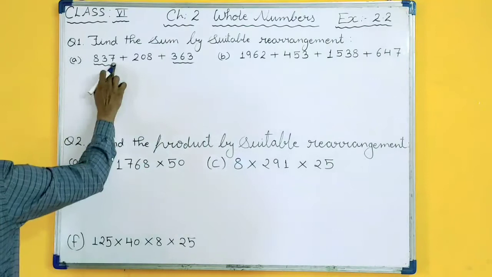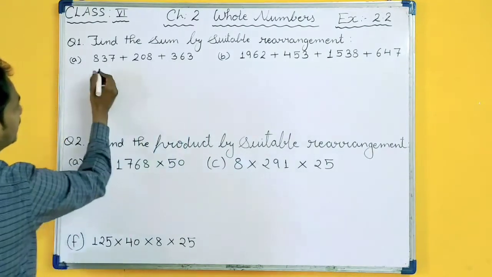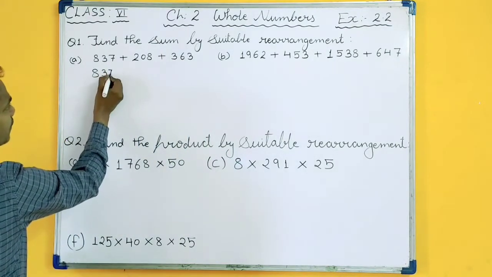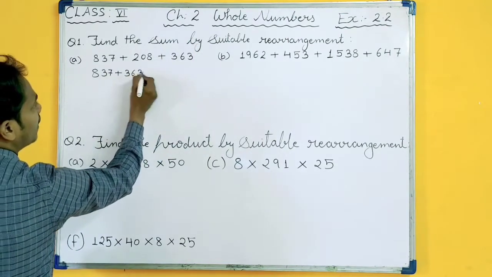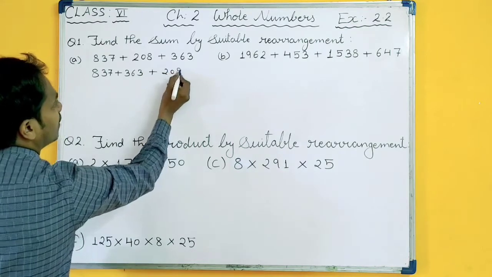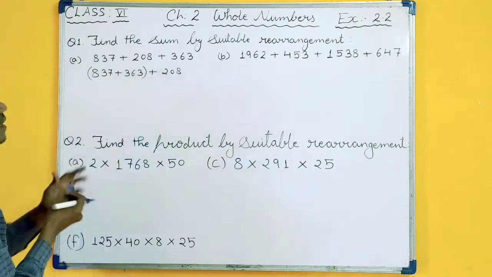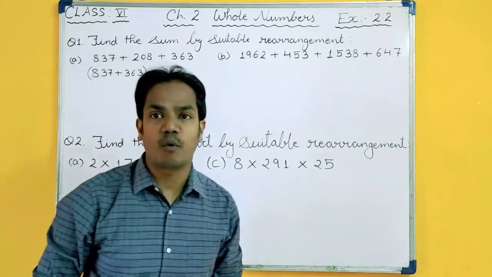So what I will do? I will make pair of these two digits. I will shift this 363 this side. I have only changed the place. This is called commutative property.